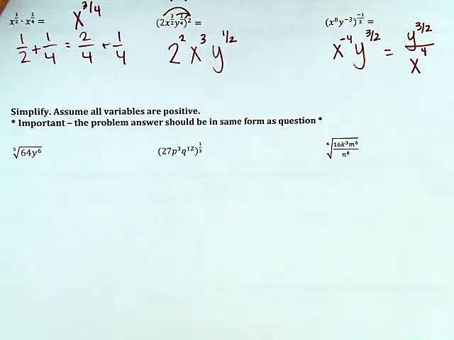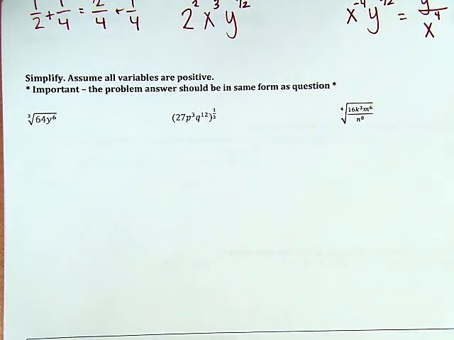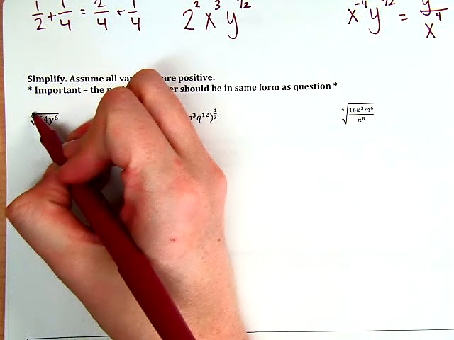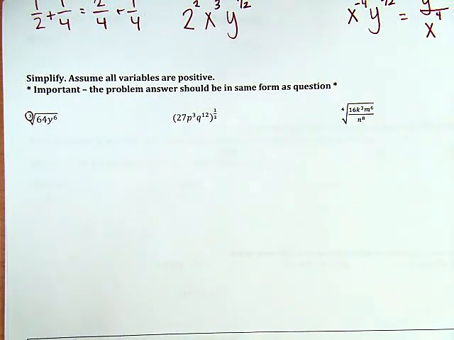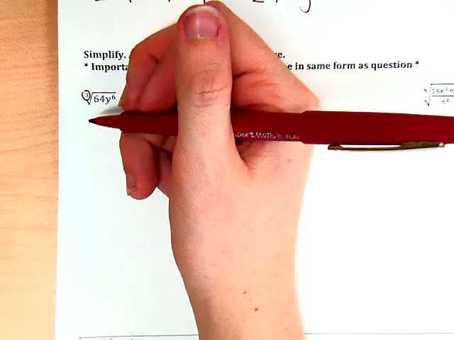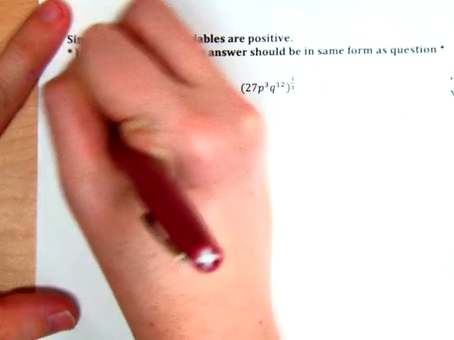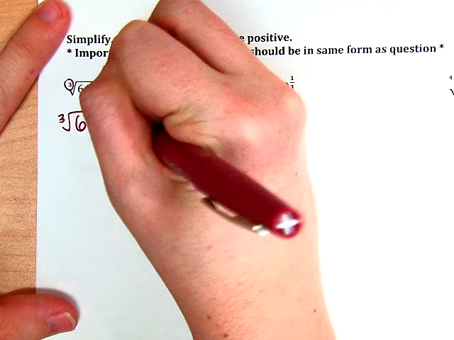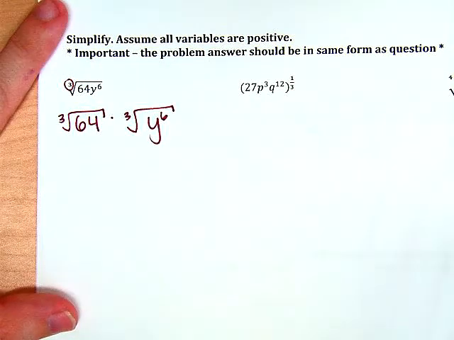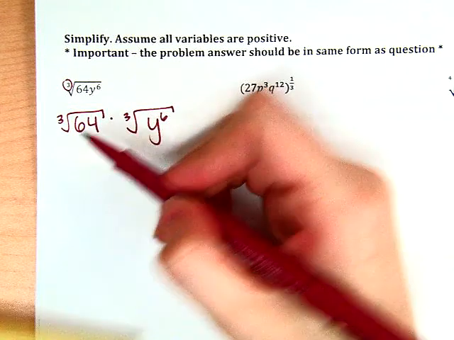Okay, now something a little different. Simplifying these radicals. This little number in the radical tells me what groups I am taking out. So I'm going to zoom in. This is the same as being the cube root of 64 times the cube root of y⁶. It's the same thing.